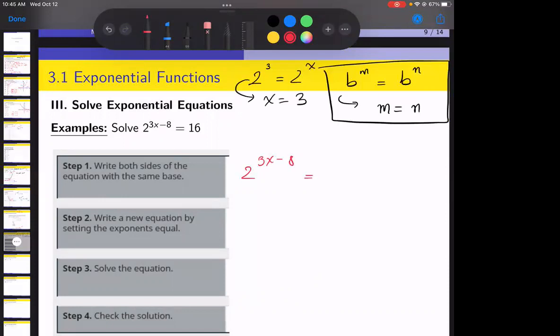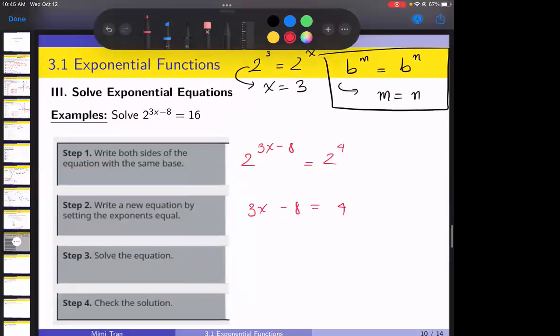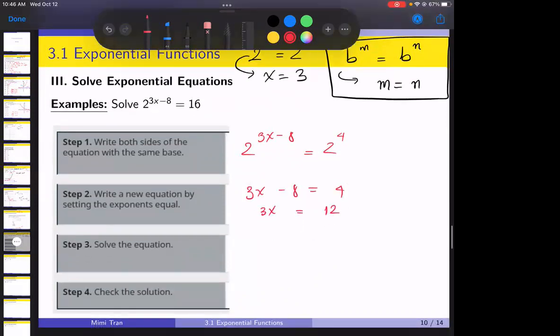On the right hand side, how do I change the 16 into base 2? 2 to the what power gives you 16? 4, right? 2 to the 4. And now you can set them equal. 3x minus 8 equals 4. Solve for x. You guys know how to solve a linear equation. Add 8, so 3x equals 12. Divide both sides by 3, x equals 4.